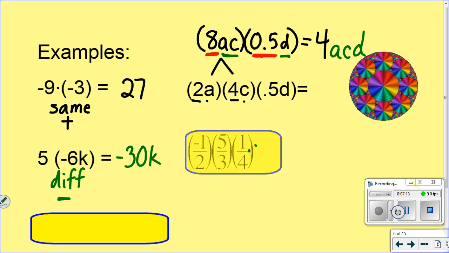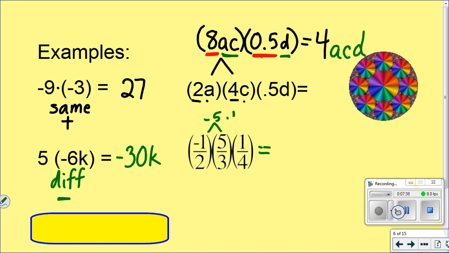All right, so I have some fractions. So remember how you multiply fractions. I'm going to multiply my numerators, and I'm going to multiply my denominators. Also remember that with multiplication, it's commutative. You can multiply in any order, right? I'm just going to go left to right. So -1 times 5, my signs are different. So that's -5. And then I have times 1 over here, right?